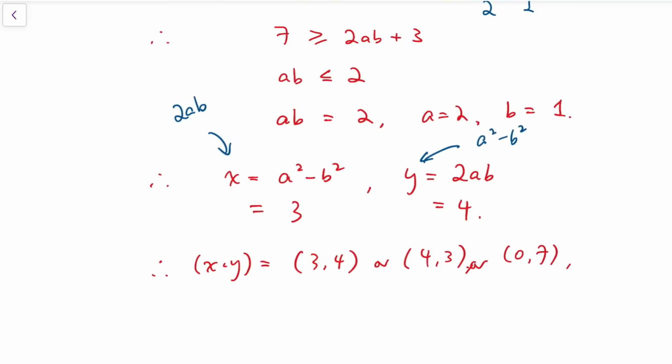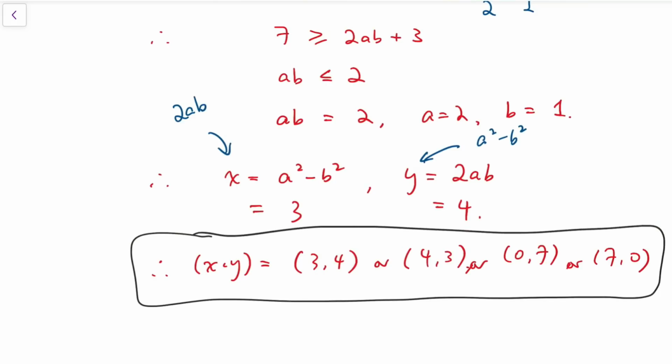So altogether, combining with 0, 7 and 7, 0 as found above, we obtain these 4 pairs of solutions, and this is our final answer.